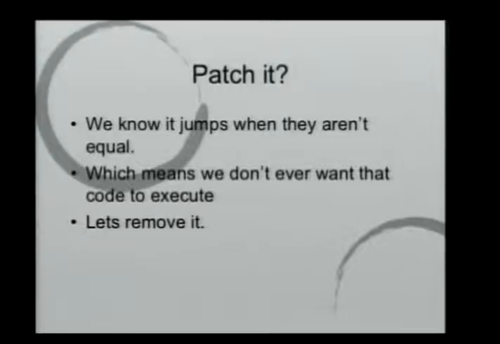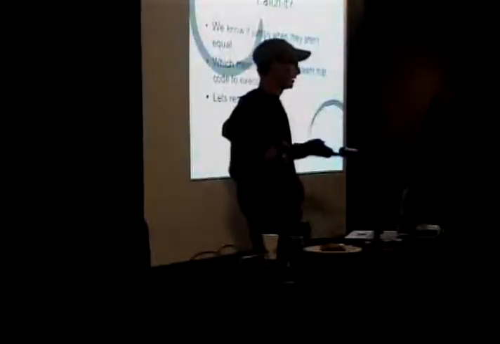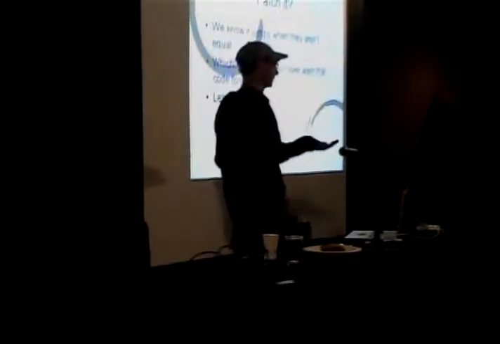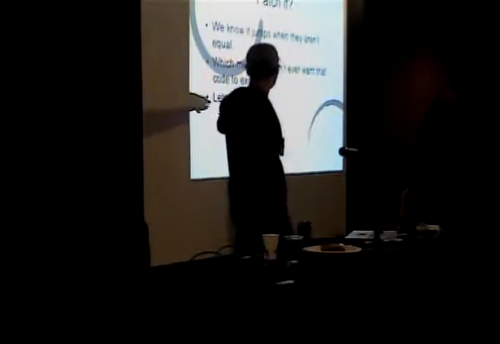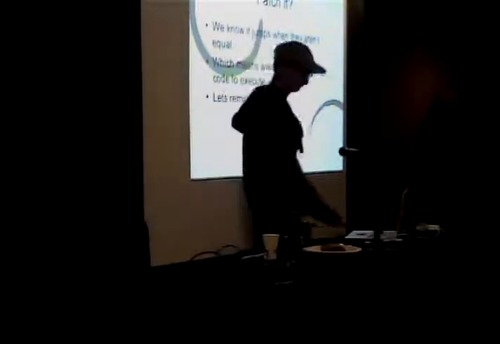But we know it jumps when they aren't equal, okay? So it's not equal, right? JNE, jump not equal. So we know that it's reading a value and checking to see if this is equal or not. If it's not, it's going to jump to another piece of code. That's exactly what that said, right? So we don't want that to happen. We want it to jump whatever I put in there, right? So if we can get rid of it, let's remove it, right? We can just get rid of it, okay?